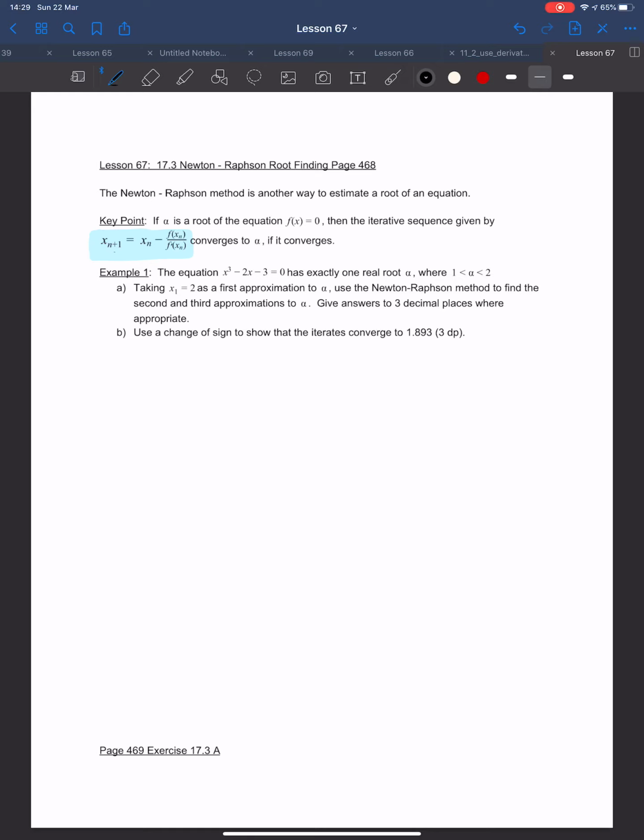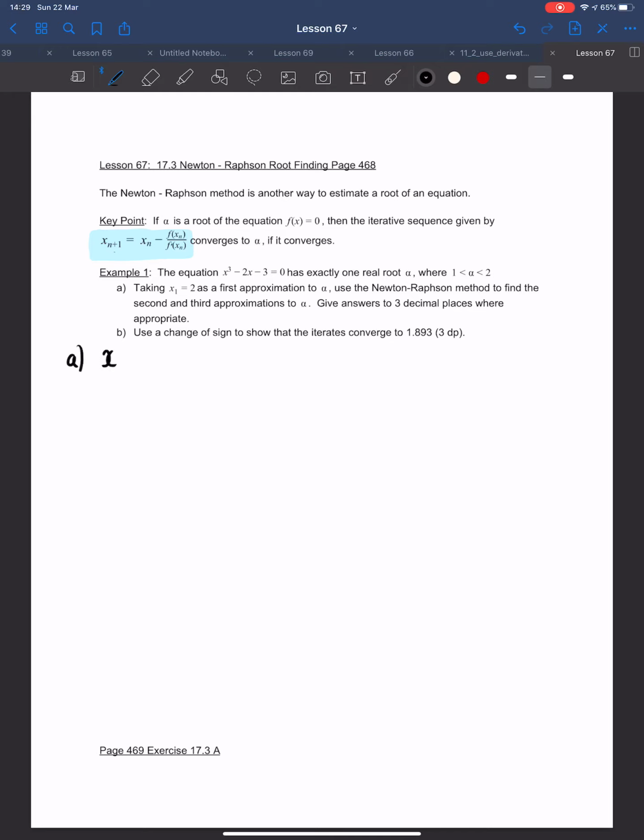Okay, so the equation x cubed minus 2x minus 3 has exactly one real root alpha, where alpha lies between 1 and 2. Take x1 is 2 as the first approximation to alpha. Use the Newton-Raphson method to find the second and third approximations, and give answers to 3 d.p. where appropriate.